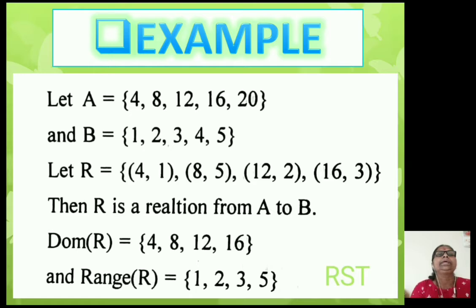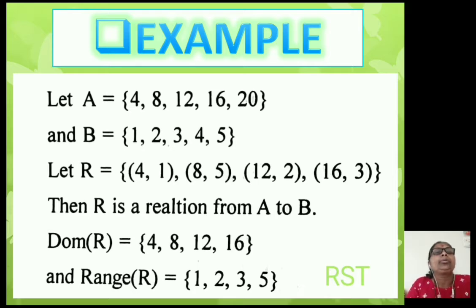Now we consider some examples. Let A equal the set {4, 8, 12, 16, 20} and B equal the set {1, 2, 3, 4, 5}, and let R be the relation given by the set of ordered pairs {(4, 1), (8, 5), (12, 2), (16, 3)}. Then R is a relation from A to B.